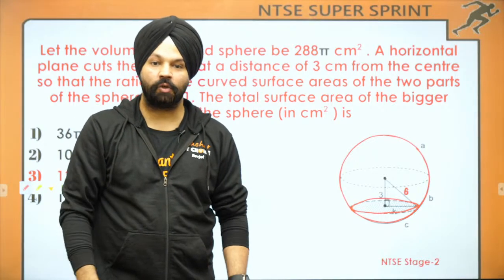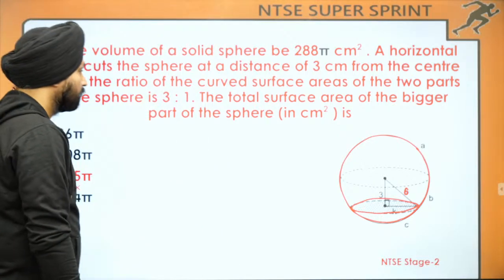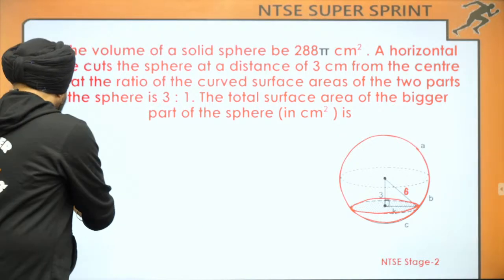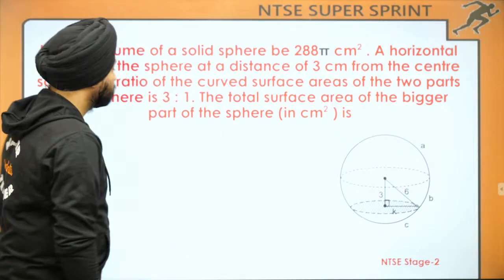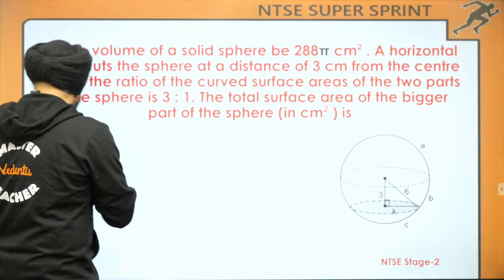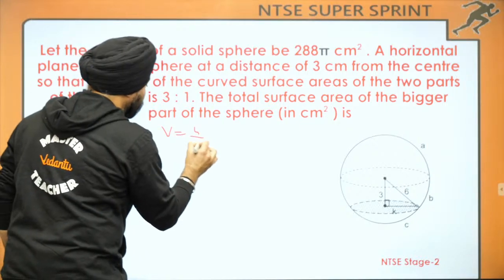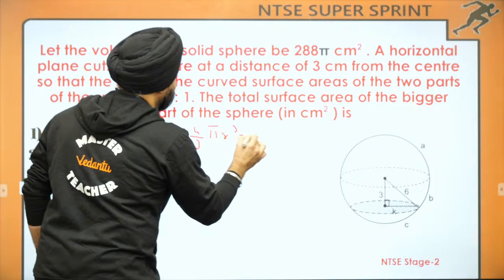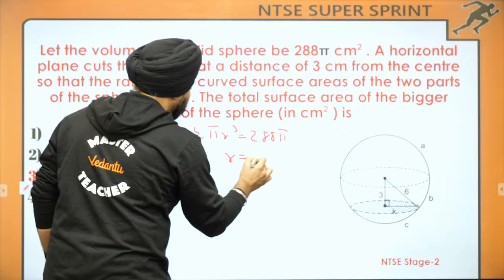Interesting question, very interesting question. It is a little 3-dimensional view, but let us understand this question a bit, that how can we move on to solve this question in the quickest possible manner. As I have already stated, the first step is that volume is 4/3 pi r cube, which is 288 pi. So from here you get r as 6.